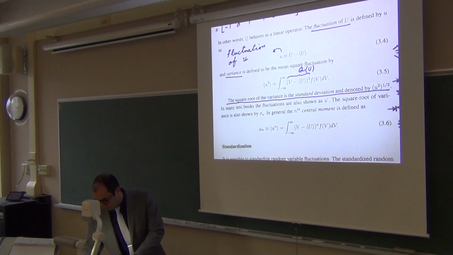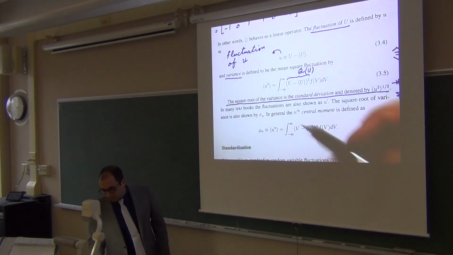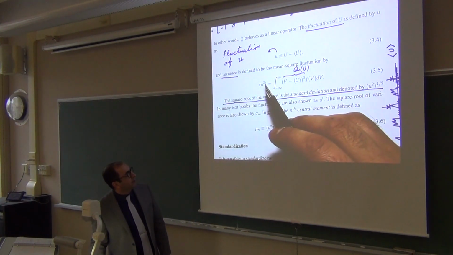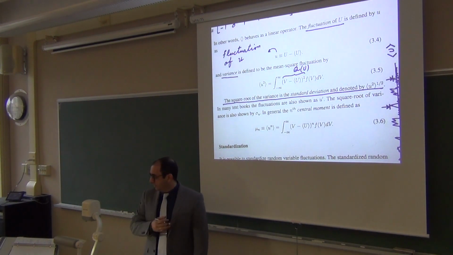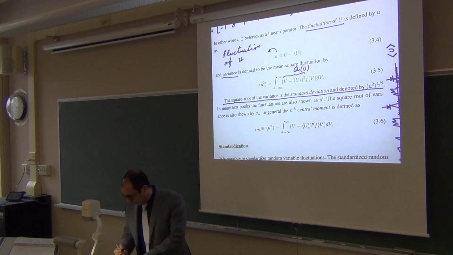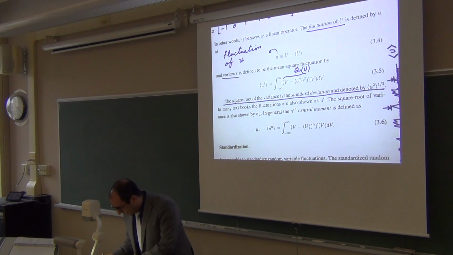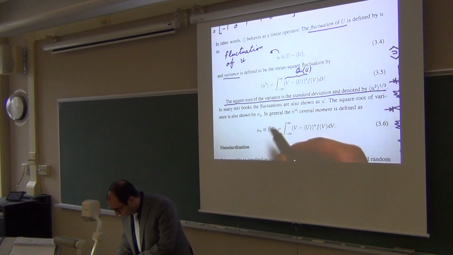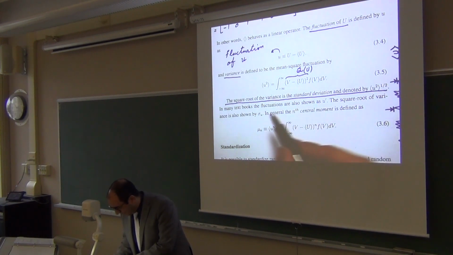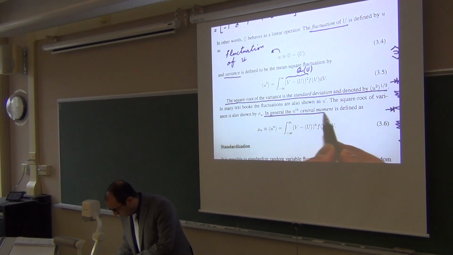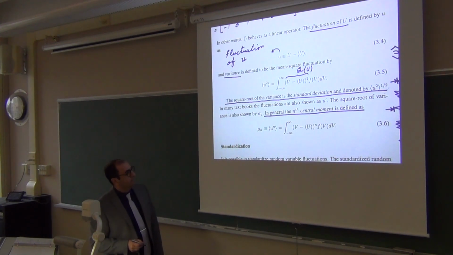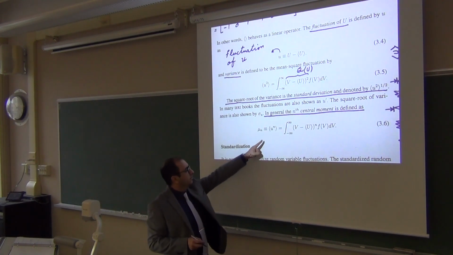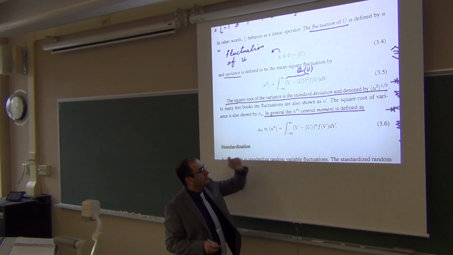If you find this fluctuation and raise it to any power, here we raised it to the power of 2. But it doesn't have to be 2. You can raise the fluctuation to the power of 3 and then take the integral. Power of 4, take the integral. If you did that, you would be calculating the nth moment, or central moment. If n is equal to 3, then this is called the third central moment.